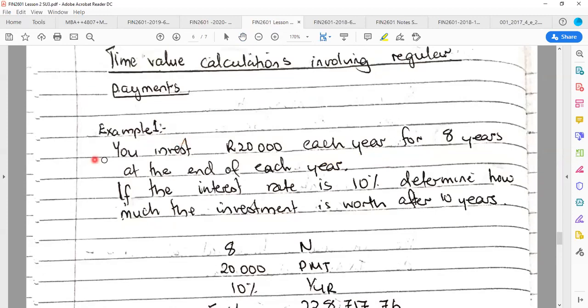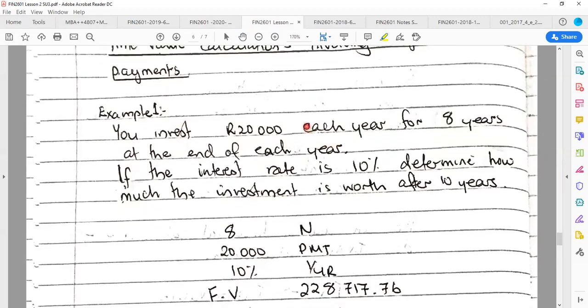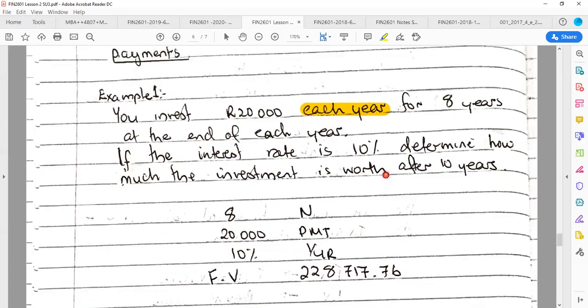So this is my own example to illustrate what you would do if you have payments happening each year or each interval. You invest 20,000 rand for 8 years at the end of each year. If the interest rate is 10% compounded annually, determine how much the investment is worth after 10 years. So you're depositing 20,000 rand each year for 8 years at the end of each year, and the interest rate is 10%, and they want you to determine how much your investment is worth after 10 years.